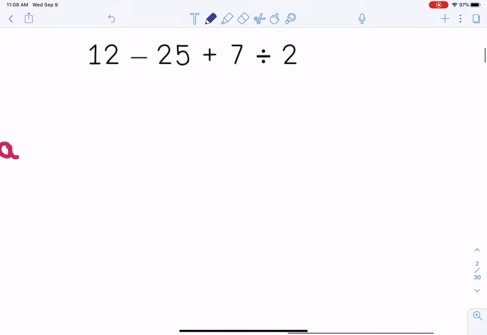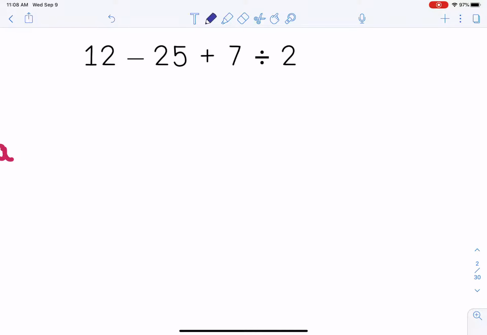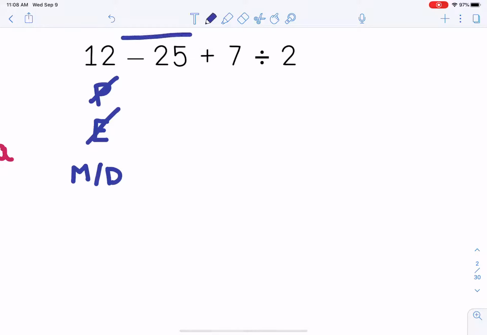Next up, I have 12 minus 25 plus 7 divided by 2. Let's check. Do we have parentheses? Nope. Do I have exponents? Nope. Do I have multiplication or division? Let's look left to right. The first thing that comes up is that division. So I'll do the (25 plus 7) divided by 2, which is going to give me a 3.5.